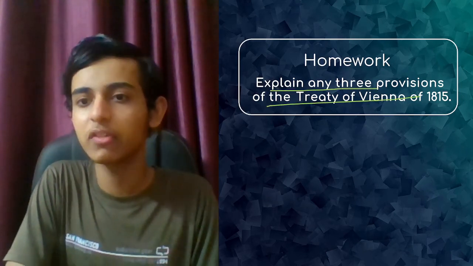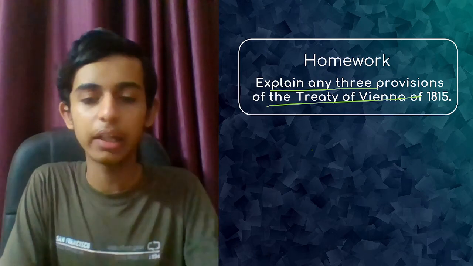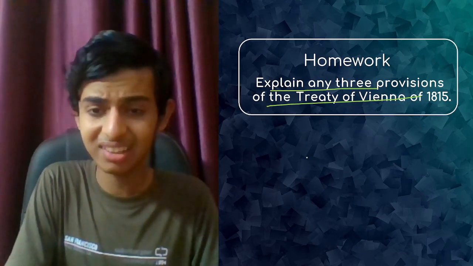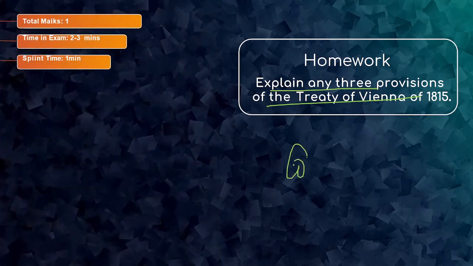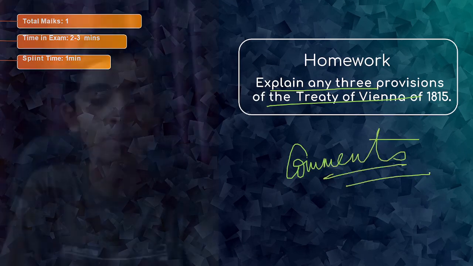So that's it for the quiz, and one homework question that I am giving. Explain three provisions of the Treaty of Vienna of 1815, and let me know the answer in the comments below as soon as possible.